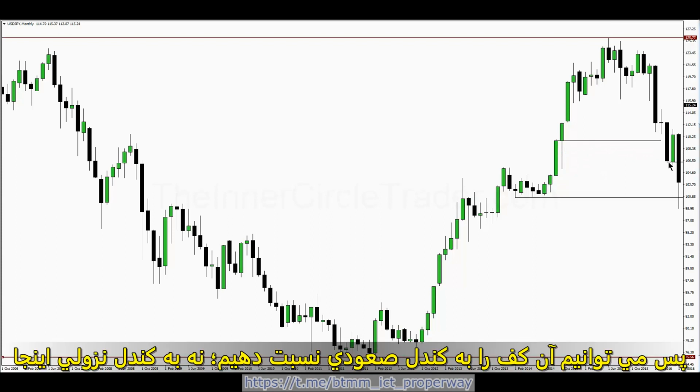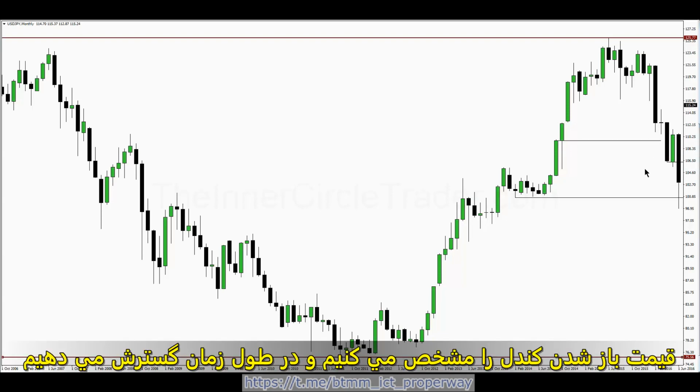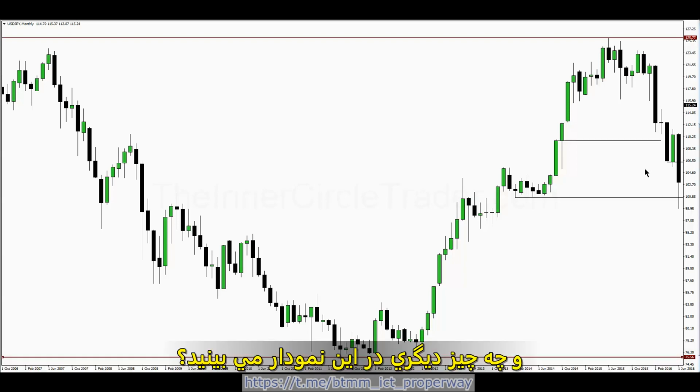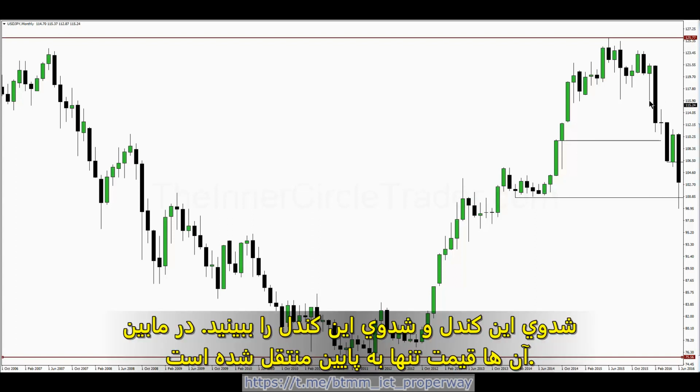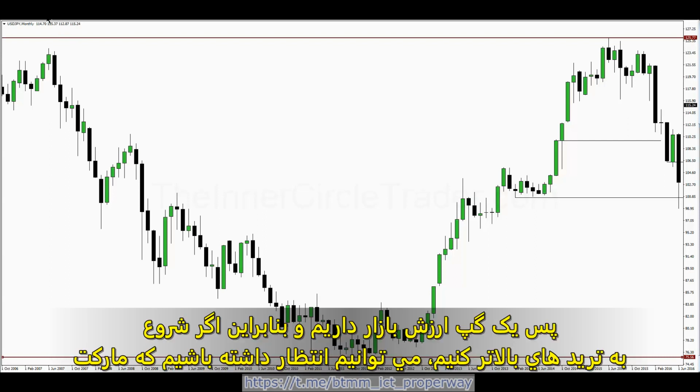So we can reference that low, the up candle, not the black one here, the up candle, that opening. I'm measuring that opening price and extending in time. And what else do you see on this chart? See this candle's wick, and this candle's wick. In between there, price was only delivered on the downside. So we have a fair value gap.